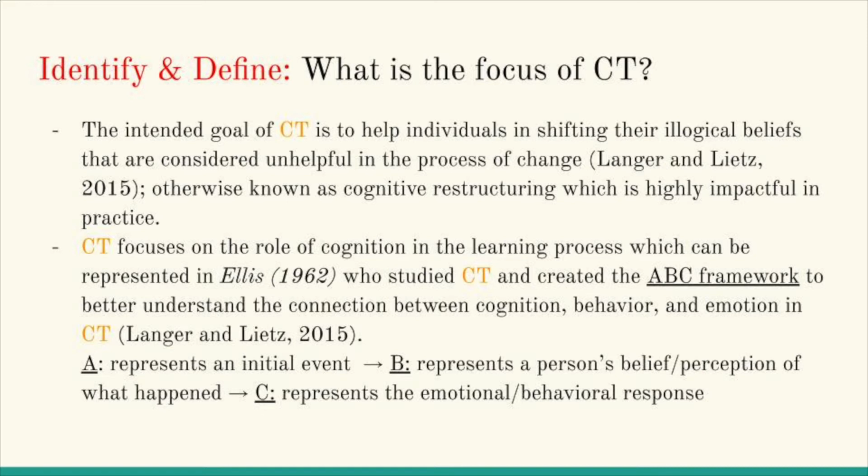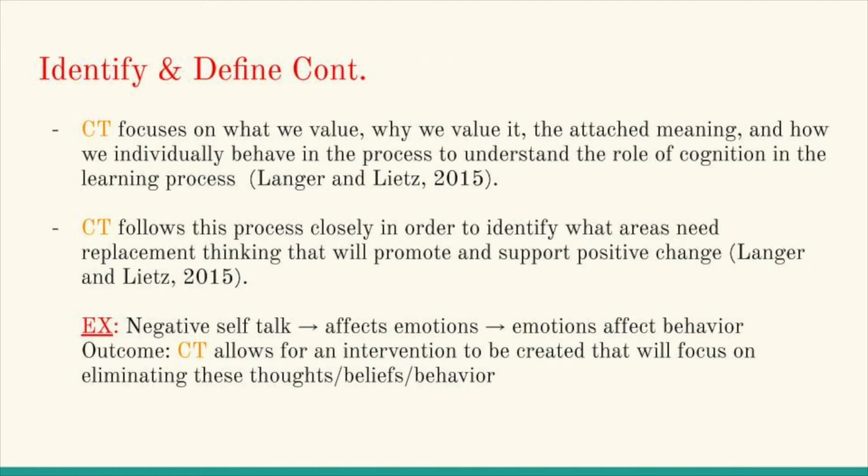Cognitive theory focuses on the role of cognition in the learning process, which can be represented in Ellis, 1962, who studied cognitive theory and created the ABC framework to better understand the connection between cognition, behavior, and emotion. A represents an initial event, B represents a person's belief or perception of what has happened, and C represents the emotional or behavioral response. So cognitive theory focuses on what we value, why we value it, the attached meaning, and how we individually behave in the process to understand the role of cognition in the learning process.